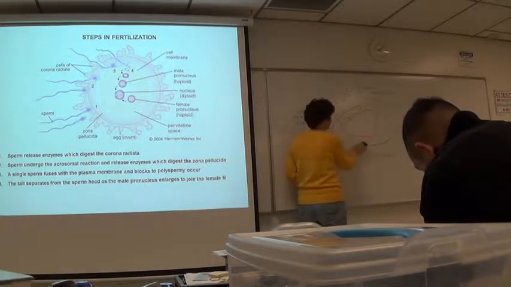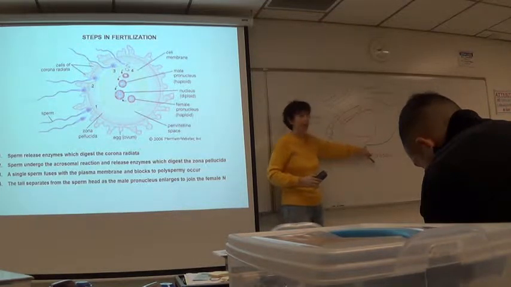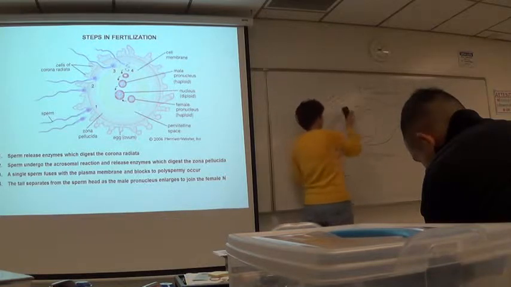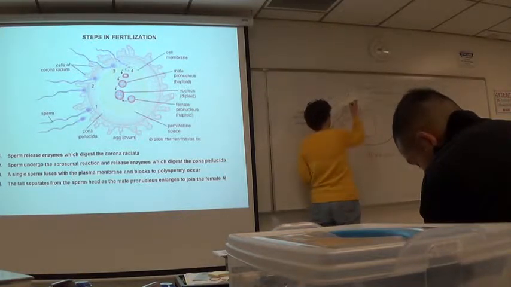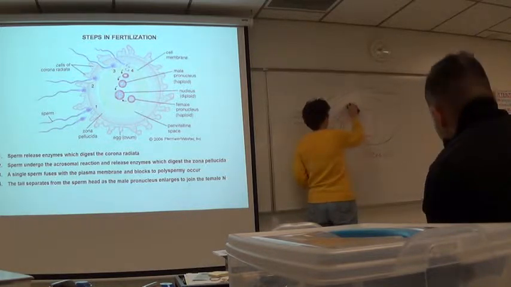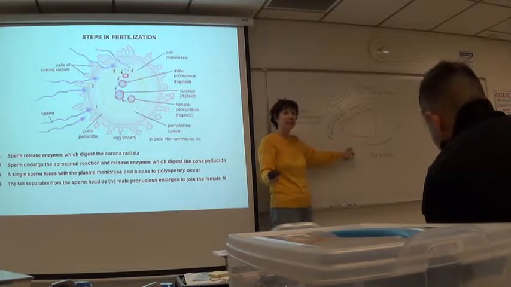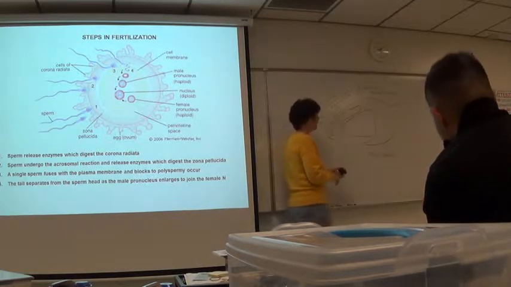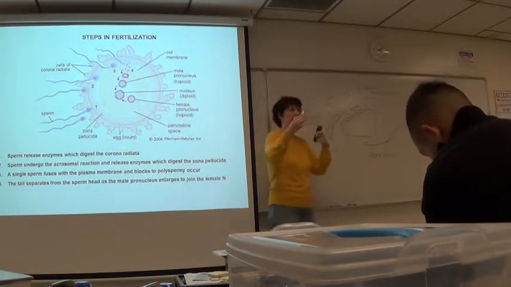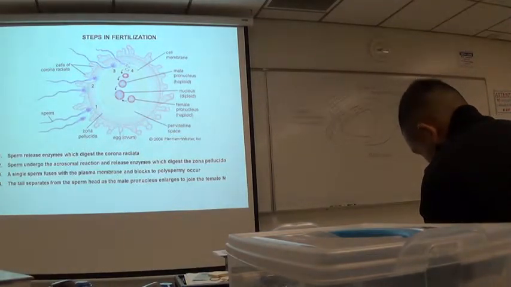And so we have this little stub here formed by the fusion of the outer acrosomal membrane and the plasma membrane. And we have the same thing up here. And so notice that the acrosome is now open and exposed. So all of the acrosomal enzymes are now free to interact with the surrounding granulosa cells or the zona pellucida.